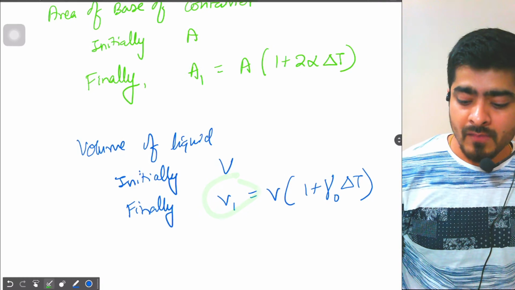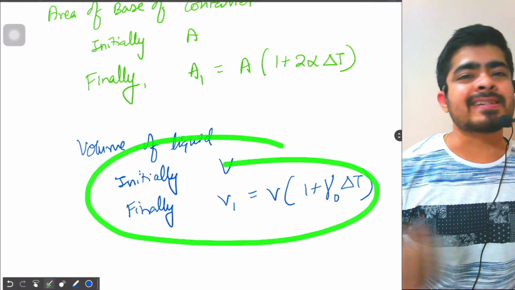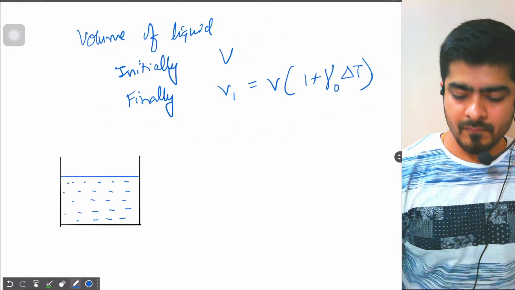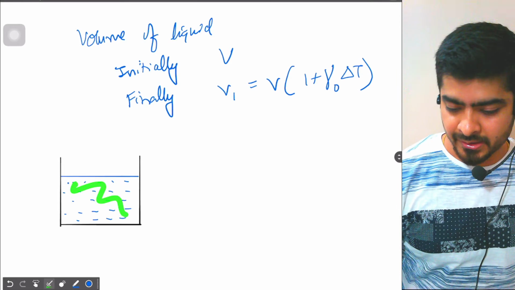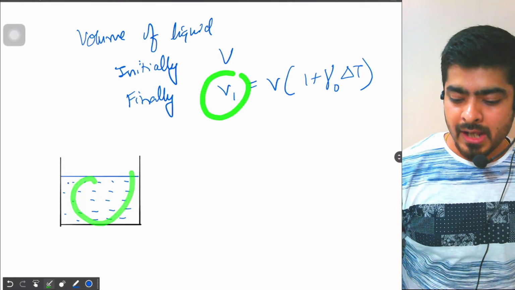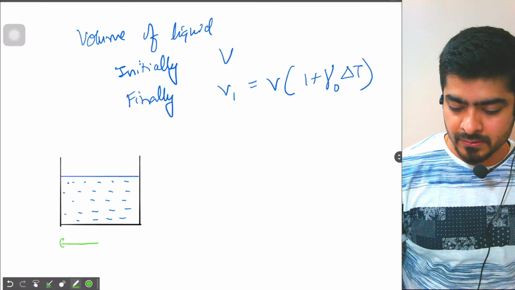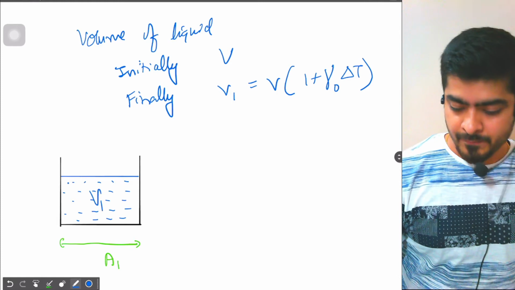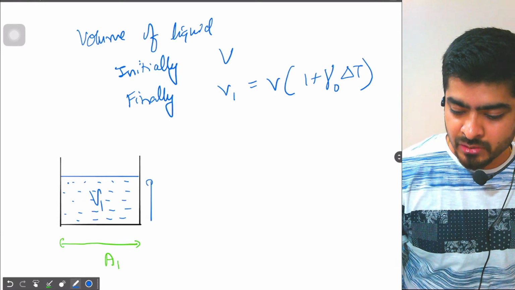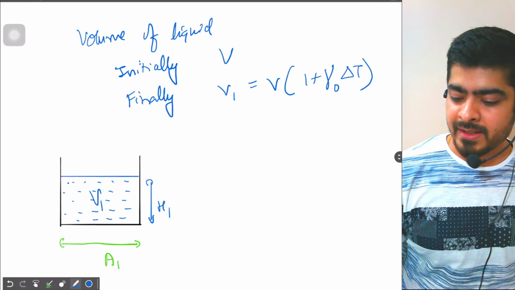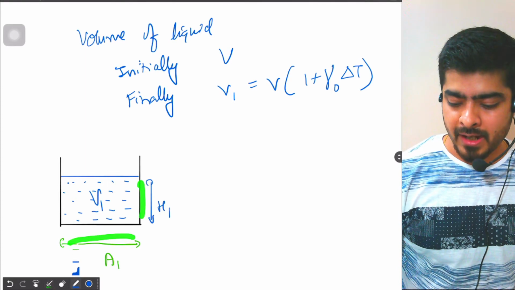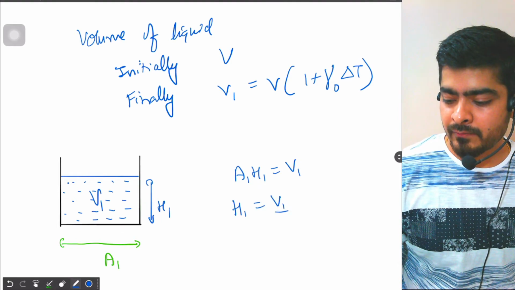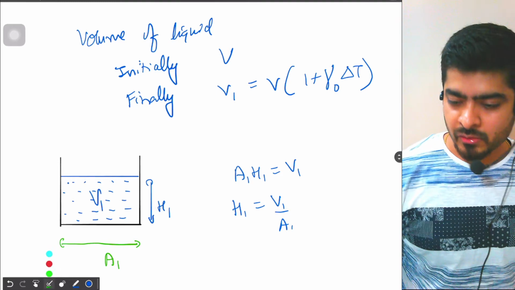Now this liquid is inside the container. If this is your container and this is the liquid inside the container, the liquid is now having volume V1 and the area of the base of the container is A1. So what is this height H1 now equal to? It's very easy, area of base multiplied by height, A1 H1 is equal to V1, so H1 will be V1 divided by A1.